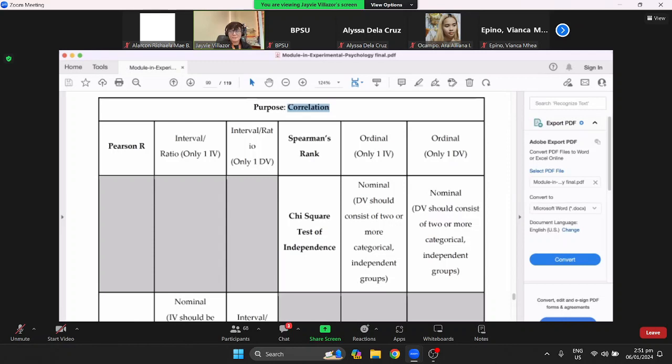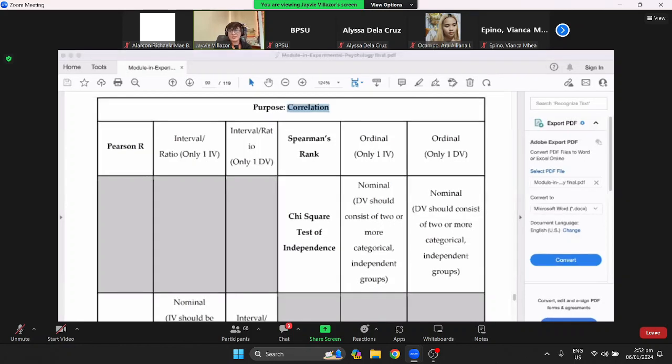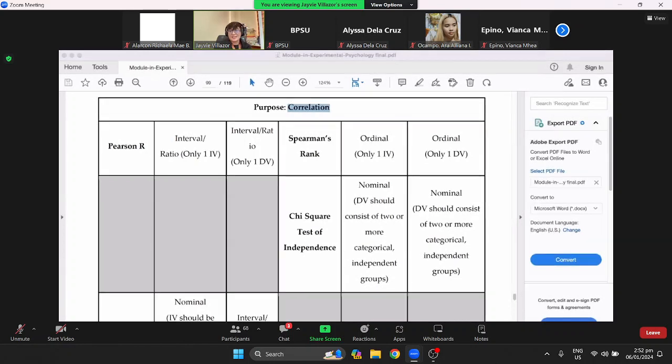May tanong po? Okay, so I guess there's no query or clarification in terms of that. Again, guys, I encourage you to ask question. Kasi lalabas to sa exam nyo. Pag kayo nangamote sa exam nyo, naku, ewan ko na lang. Okay? Ayan. So, next under the correlation is what? Eto.